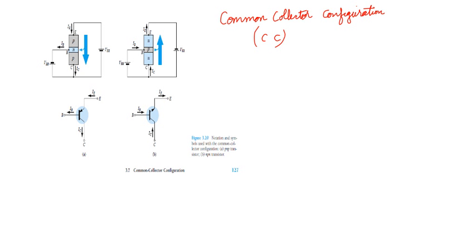The last configuration is common collector. It is used for impedance matching. Here you can see the collector is common. Input is given to the base, output taken at the emitter. This is the common collector configuration.